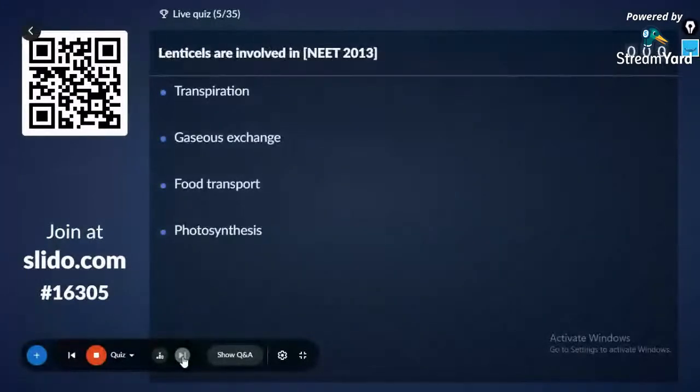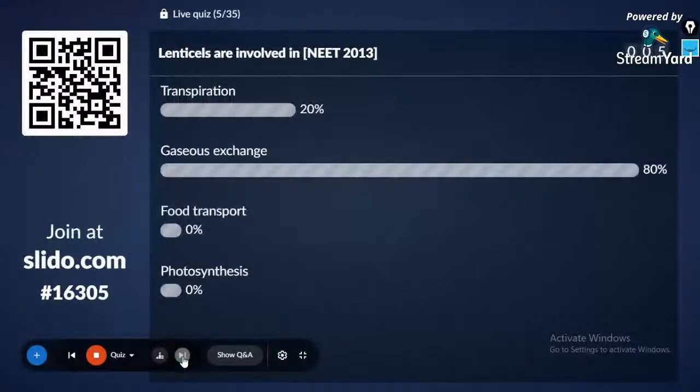Lenticels are involved in, NEET 2013 question again: transpiration, gaseous exchange, food transport, photosynthesis. Guys, I'm coming with a 20 days revision strategy tomorrow, so don't miss a super amazing session. Gaseous exchange is the answer. Among these functions you have to select the appropriate option. You have two options, transpiration and gaseous exchange, and among those two the most appropriate is gaseous exchange.